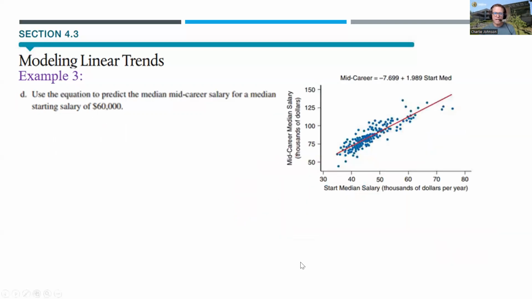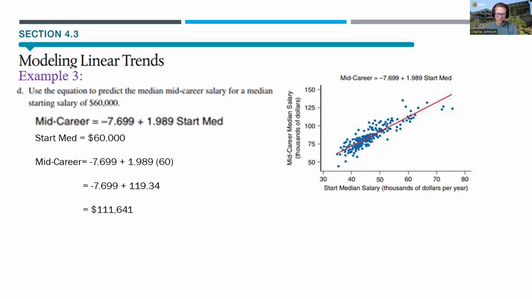So if we use the equation to predict that, then we're going to replace the start median salary with 60,000 and calculate what the prediction is. So for this one, it's important to realize that we're using thousands of dollars per year. So we're going to plug in 60 for the starting median salary.